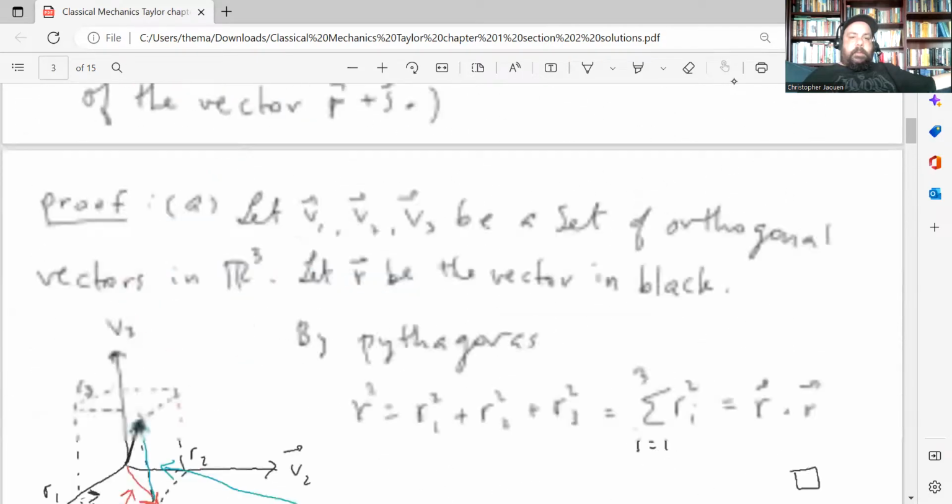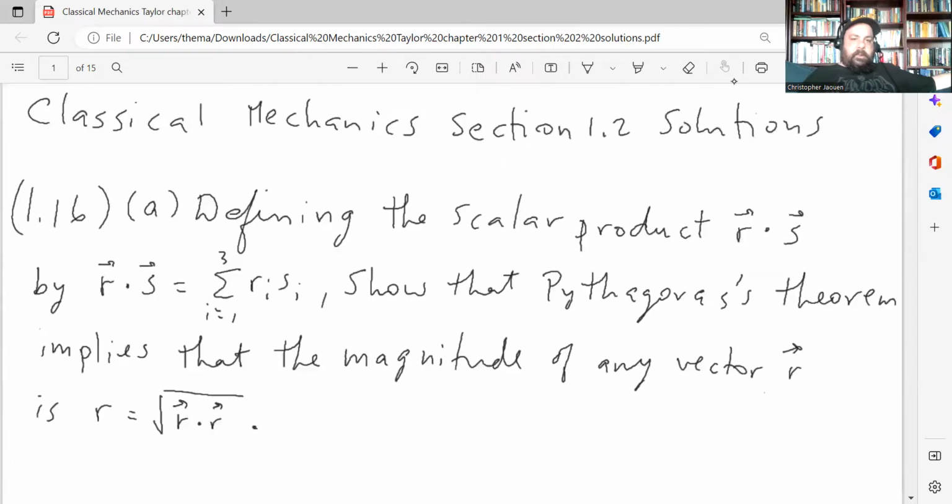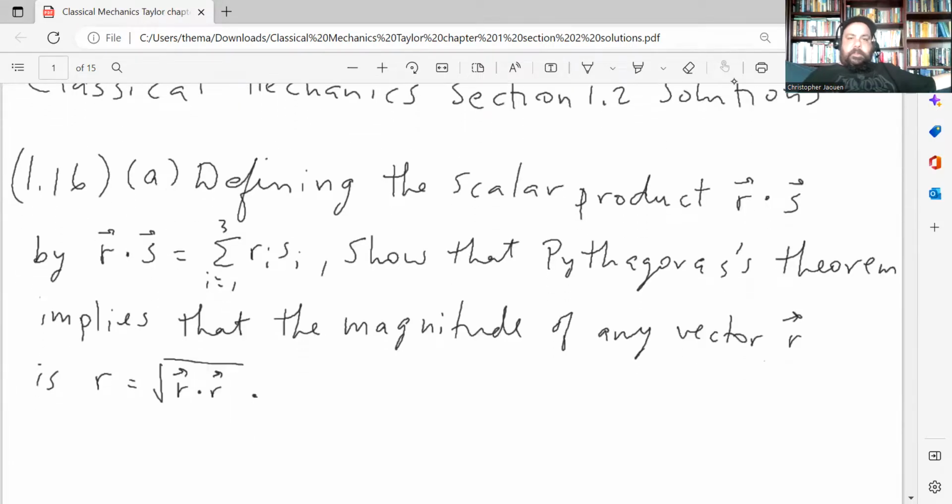So let me just scroll back up to 1.16, and then we'll go over my solution.